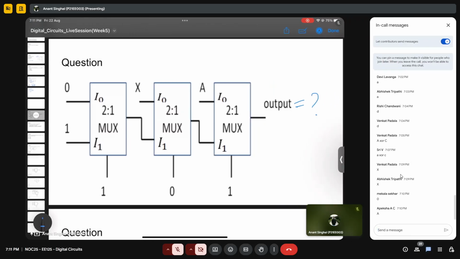Okay, I've got very mixed answers. Some are saying 0, some are saying X, some are saying A. Okay, let's see.